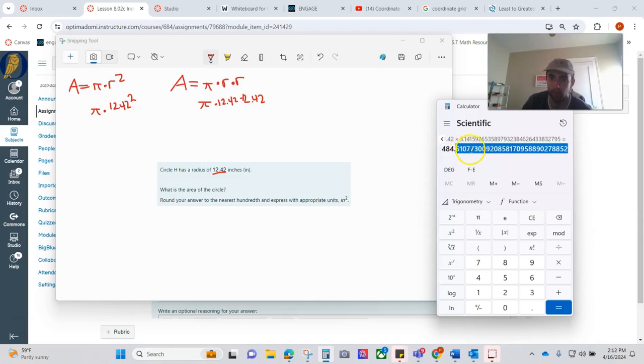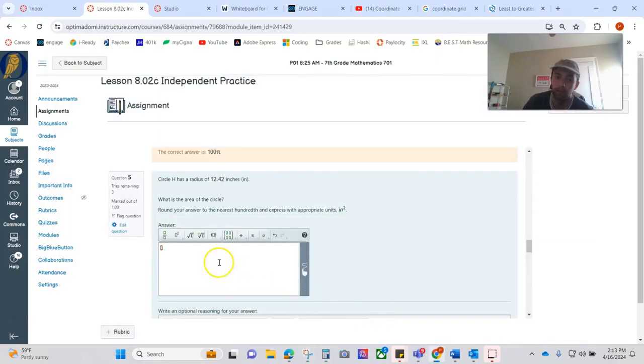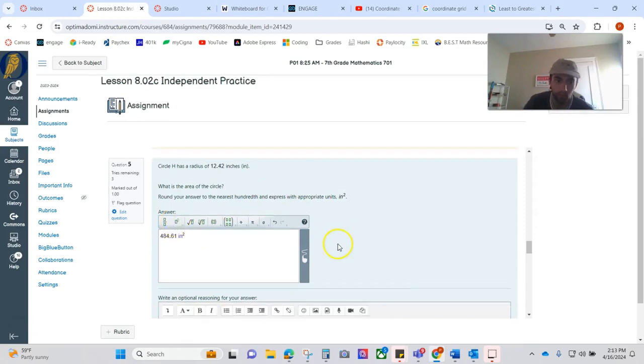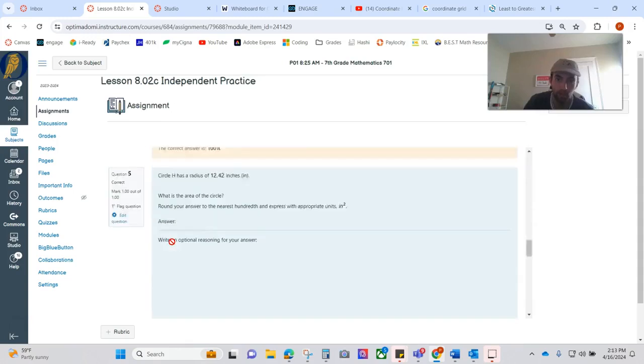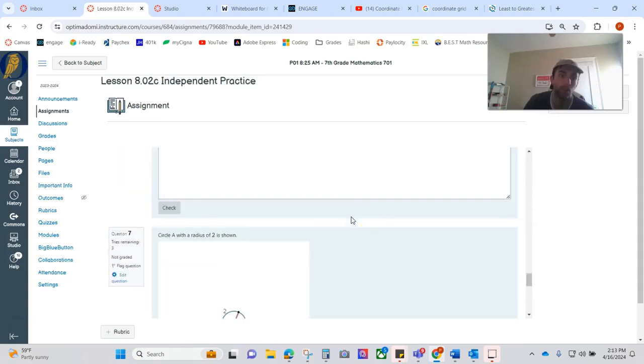When I round to the hundredth, I look at the thousandth place. For me, my 0 will tell my 1 to round down, because 0 is closer to 0 than it is to 10, obviously, right? Making my final answer 484.61. Don't forget the units. This question tells us express with appropriate units, so inches squared. Otherwise, we'll get the question wrong.